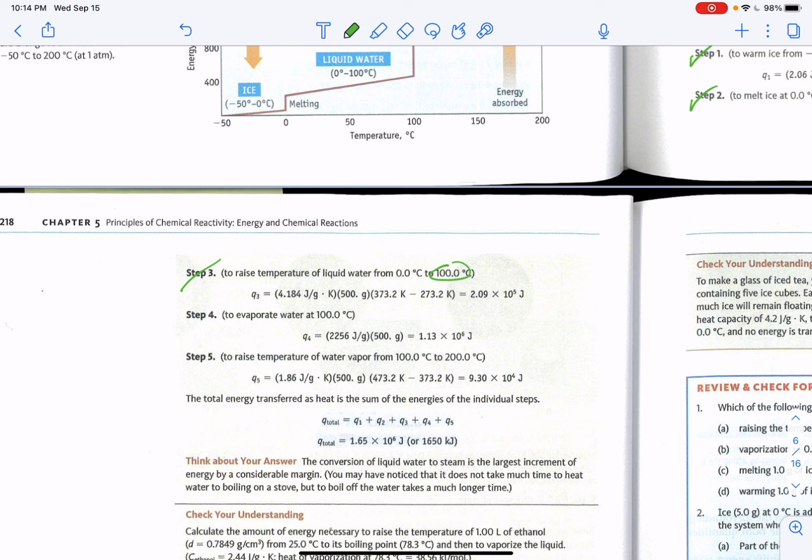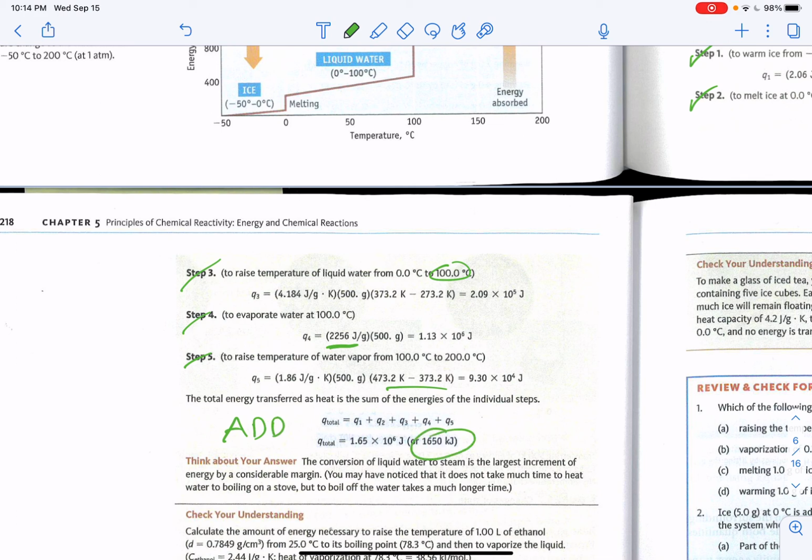MC delta T again. Step 4, we are taking our water at 100 and we're boiling it. We're turning it into steam. We need a heat of vaporization. Step 5, we're taking our steam, increasing its temperature so it's at MC delta T. Once you have those 5 steps, then you add them together to get your result.